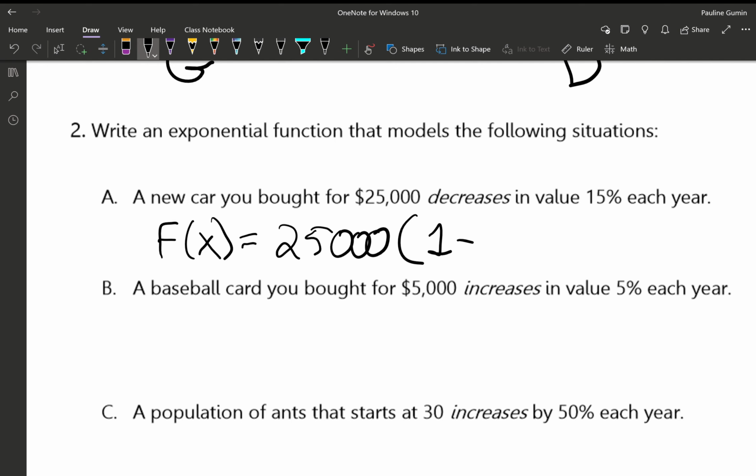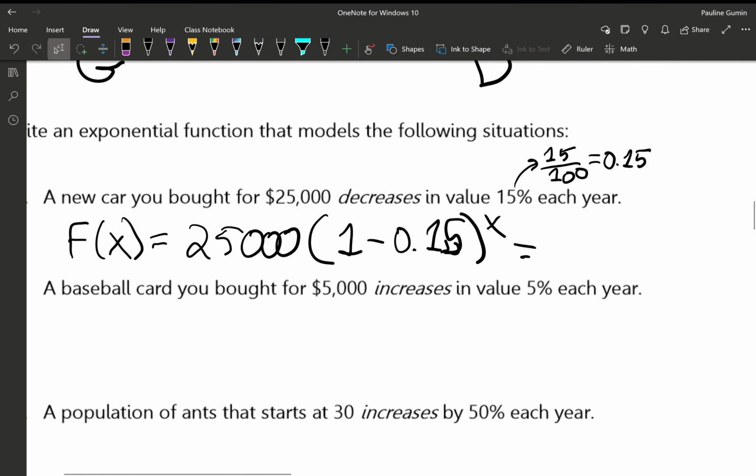Now this is the most important part. We're going to take this 15%. In order to make it into a decimal, you're going to do 15 divided by 100. So that's 0.15. So a percent symbol represents that division by 100. So it's not an actual number. You can't put in 15 for 15%. That would be incorrect.